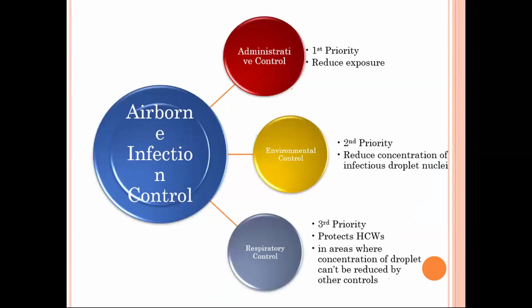So this is the administrative controls. Administrative control होते क्या है? This is the first priority. This will reduce the exposure. Environmental control is the second priority, and the respiratory control is the third priority. Why? That I'll explain in the next slide.